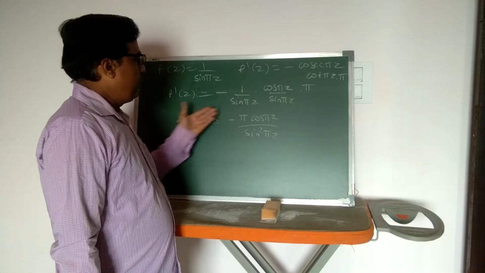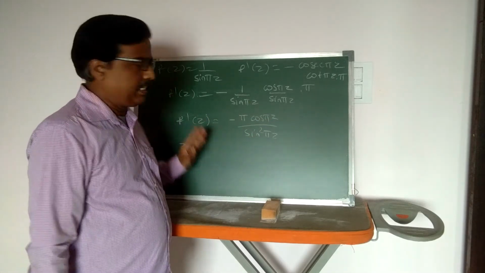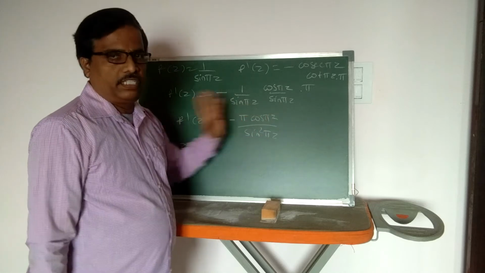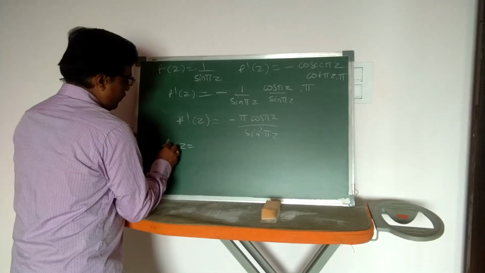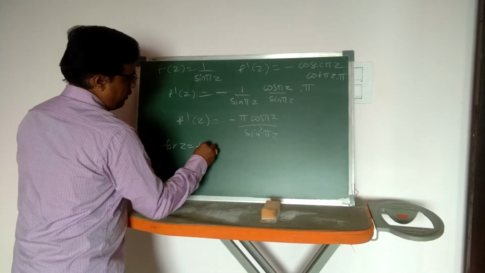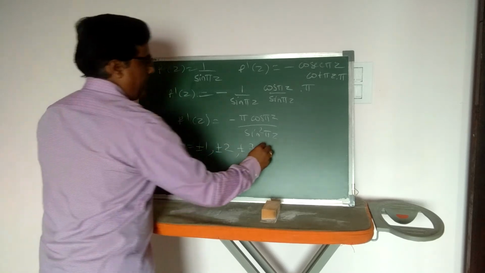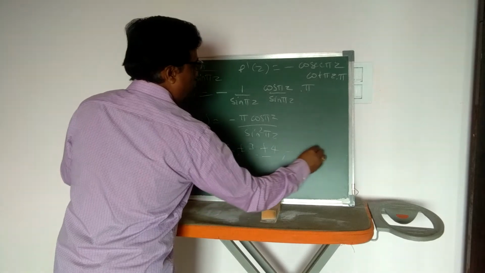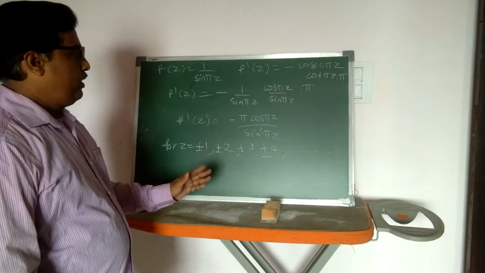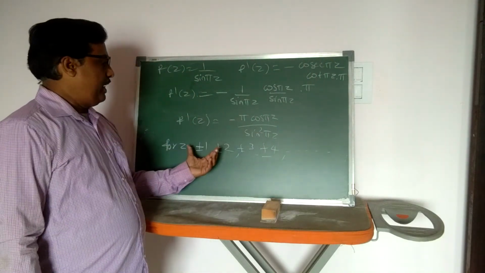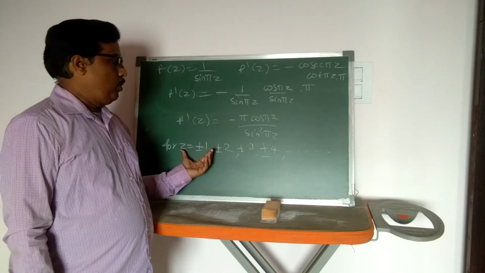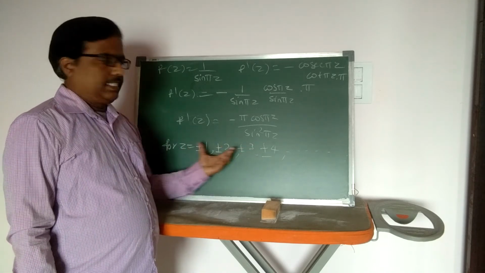That means the derivative becomes infinity. The derivative does not exist for z is equal to plus or minus 1, plus or minus 2, plus or minus 3, plus or minus 4, and so on. So it becomes 0, and there are no other points other than these.